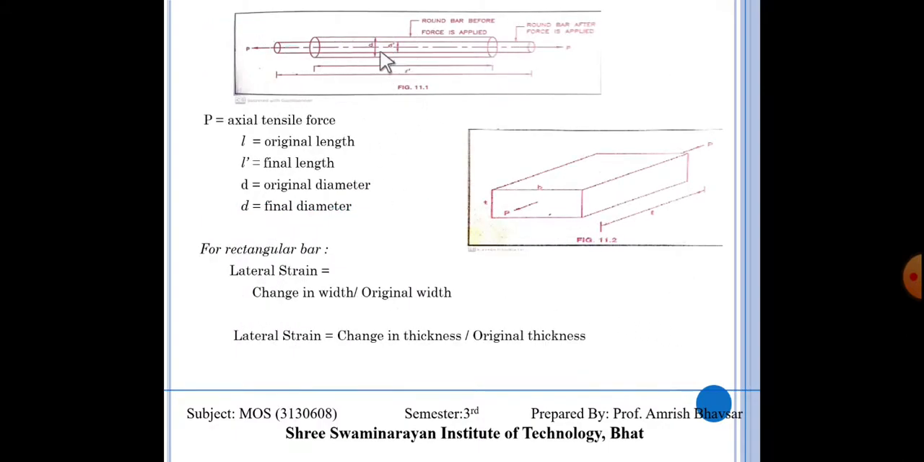Suppose this is our element. The length is increased, from here to here, but the diameter is decreased. Right? In the rectangular section, length is increased, but cross-sectional dimensions are decreased. So, for the rectangular bar, lateral strain is equal to change in width upon original width, or else change in depth upon original depth. That is lateral strain, and it is indicated by epsilon dash.